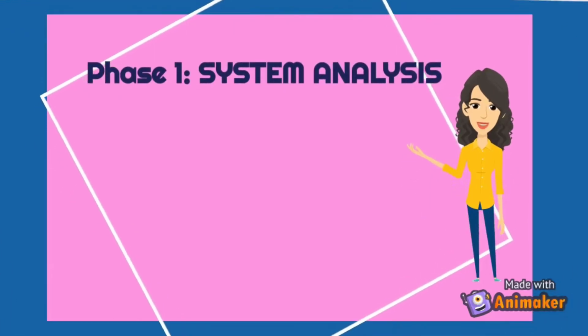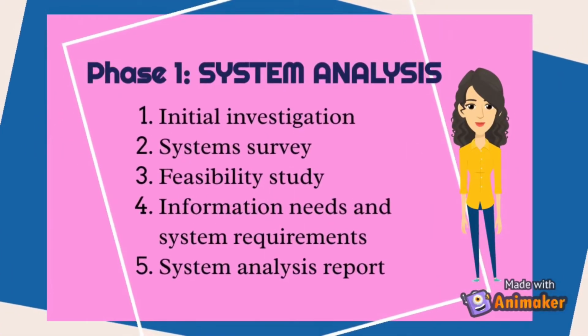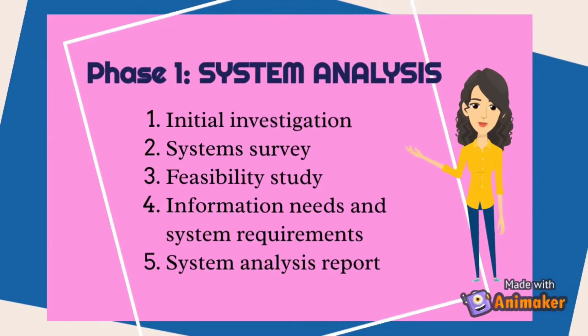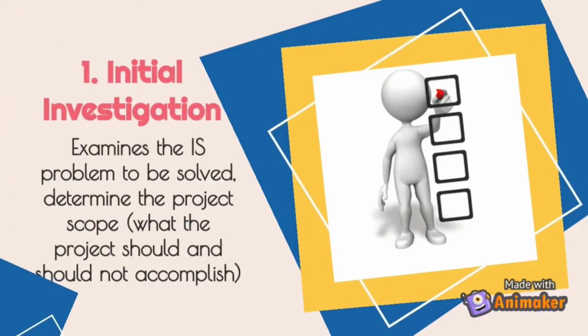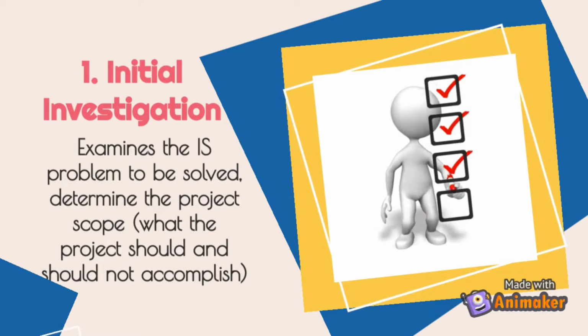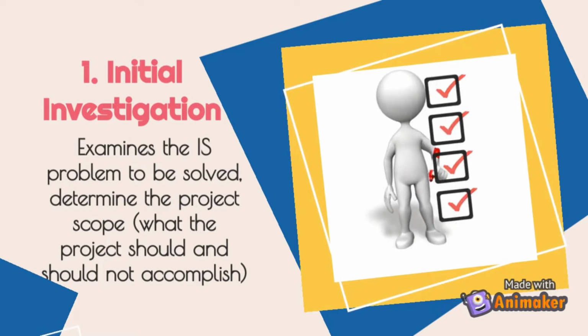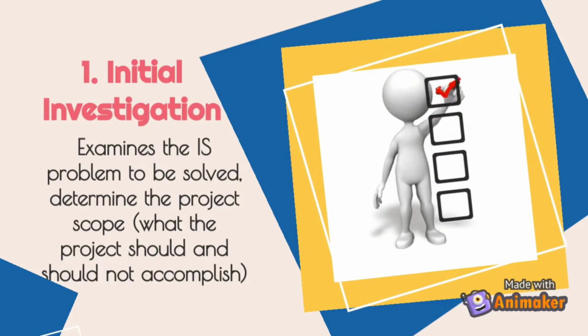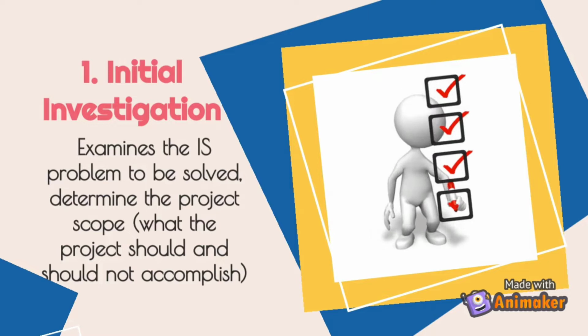The first phase is system analysis. There are 5 steps to complete system analysis. The first step is making the initial investigation. The company has to examine the information system problem to be solved and determine the project scope. For example, what the project should and should not accomplish.